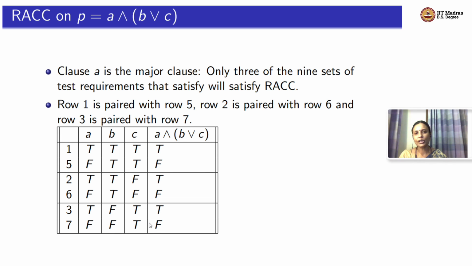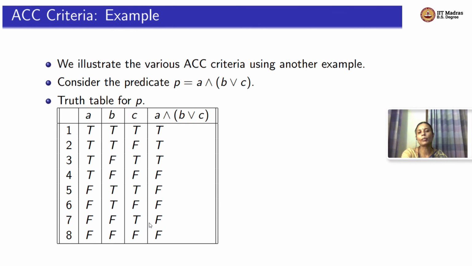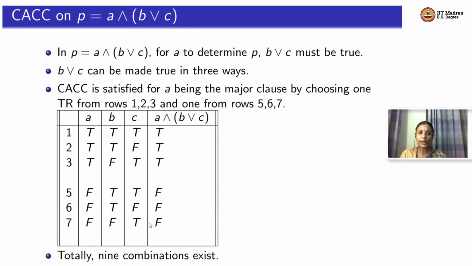We haven't worked out general active clause coverage for this example because general active clause coverage, as I told you, places no conditions on the values of the minor clauses. So you could take any combination based on your major clause from this truth table. So I hope this example will help you understand what CACC and RACC is. We will give you a few exercises to work out how to get ACC criteria. And in the next lecture, maybe one lecture after this, I'll tell you how to let a clause determine a predicate.